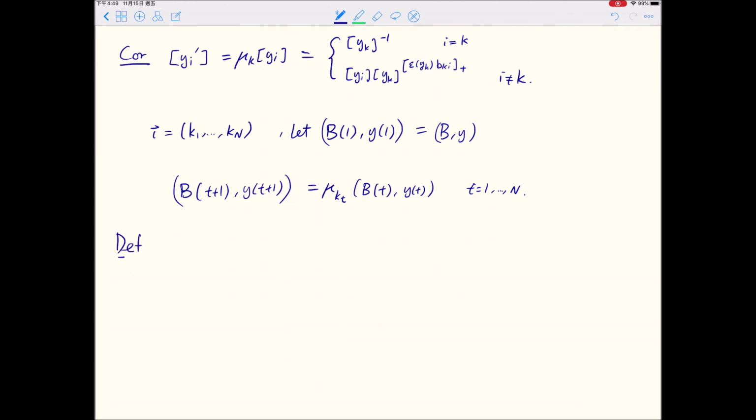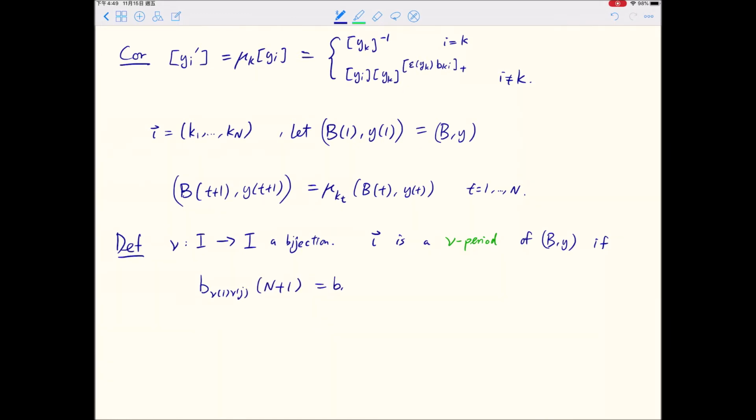And we say that if we have a bijection or a permutation of your index, then I is a nu-period of the initial seed if the exchange matrix of the last seed is the same as the exchange matrix on the first seed up to a permutation. And similarly, the cluster variables on the last seed should be the same as the cluster variables on the initial seed, again with a permutation.